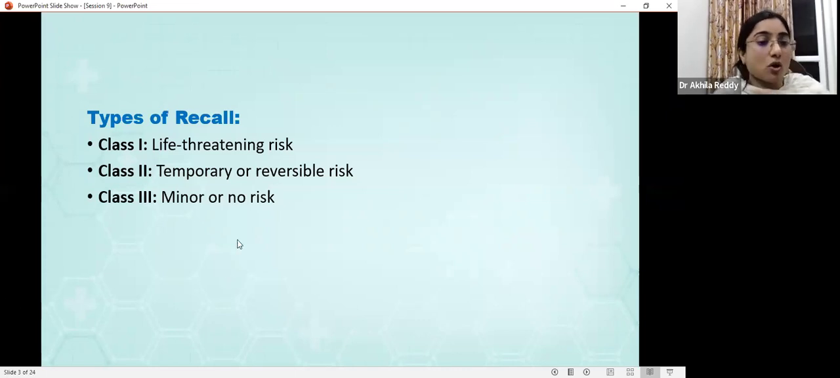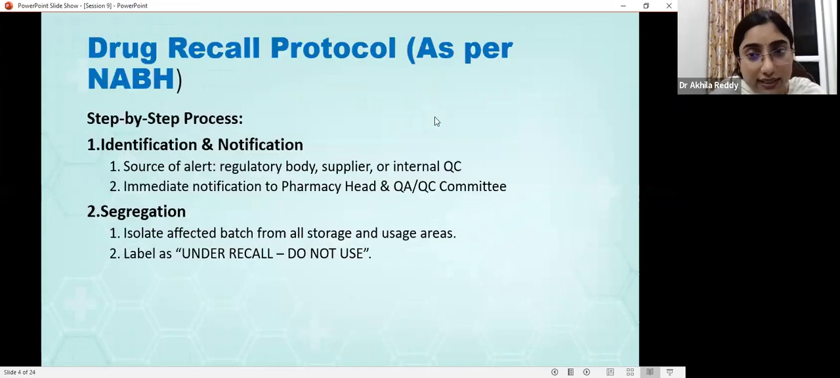Whatever the type of drug recall is, class 1 should be addressed immediately, and the recall will be done. Whereas for class 2, only the batch recall can be done, because it can be reversible, and that reaction will be temporary. Whereas class 3 is considered minor and there will be no risk.